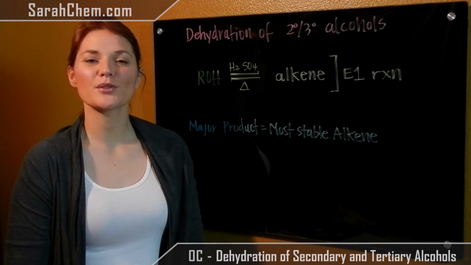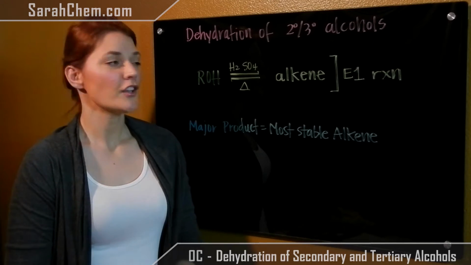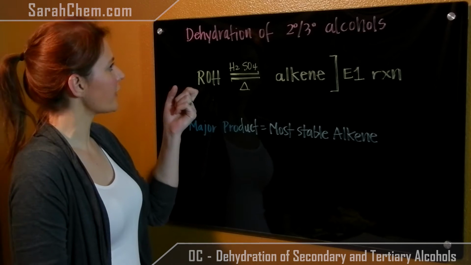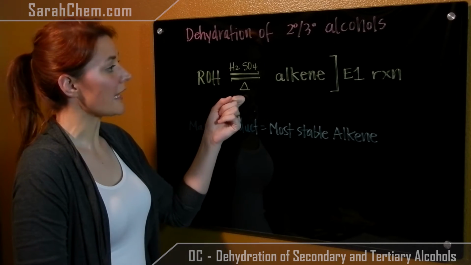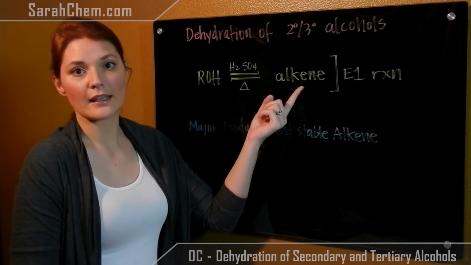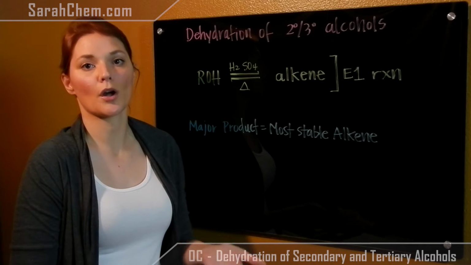Everyone, this is a video tutorial on the dehydration of secondary and tertiary alcohols. So if we take a look at the basics, we have either a secondary or a tertiary alcohol in the presence of sulfuric acid and heat, and this would form an alkene. So basically when we say dehydration, that means you're going to be losing a water group.